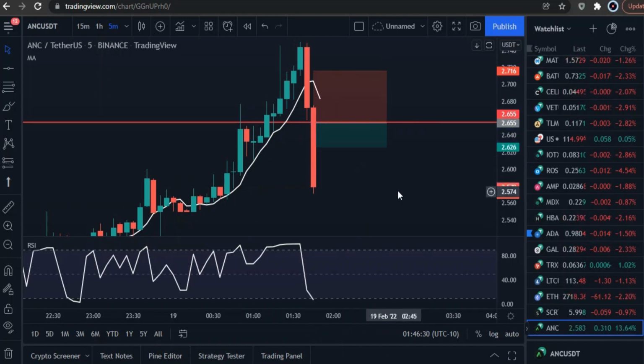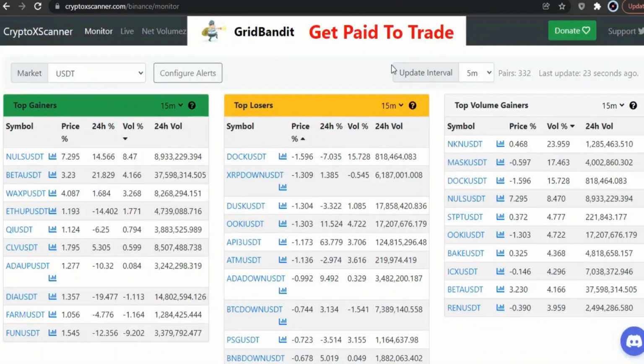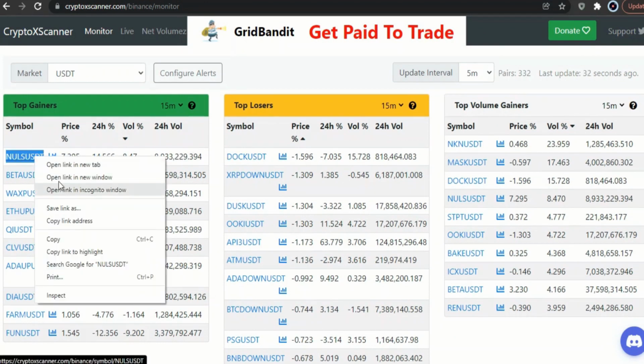Well, let's look for another opportunity. High volume and a noticeable increase in price, and this is what we are looking for, so let's copy it and open it in TradingView.